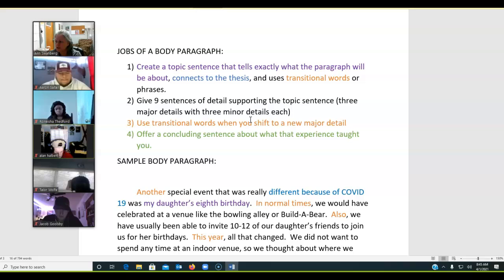So another special event. So the word another is my transitional word. And then connect to the thesis: in the last essay it was different because of COVID. In this essay, it would be removal of the monuments. And then it tells exactly what this paragraph will be about. And this one was about her 8th birthday. And one of yours might be, this is the one that talks about Confederate soldiers. Or this is the one that talks about what Berlin did. Or this is the one that talks about Charlottesville, right? So you've got to do this.